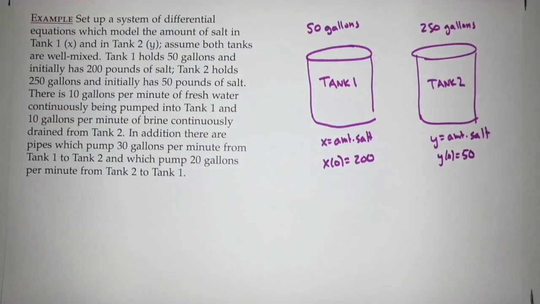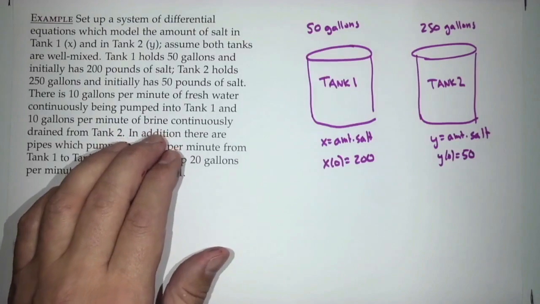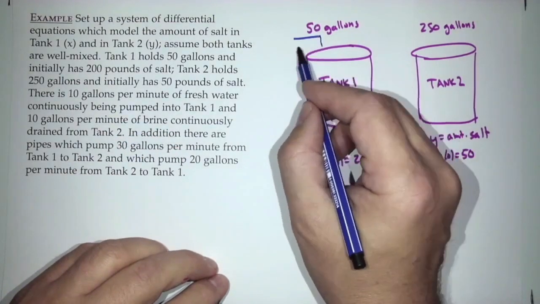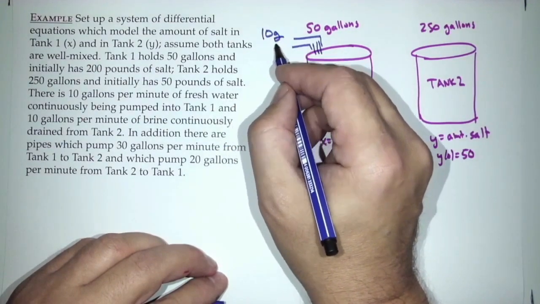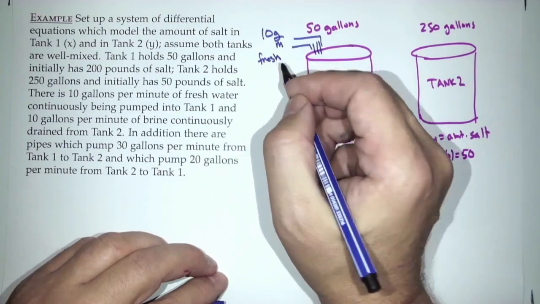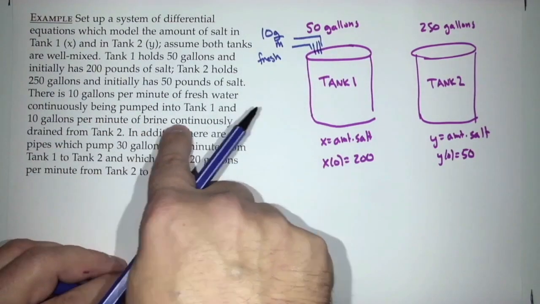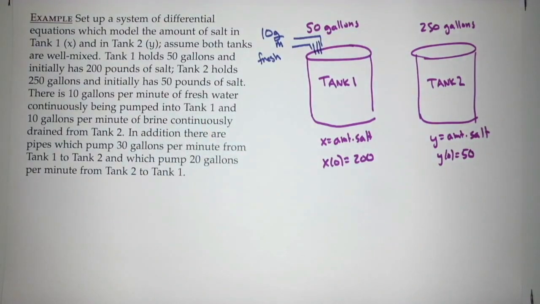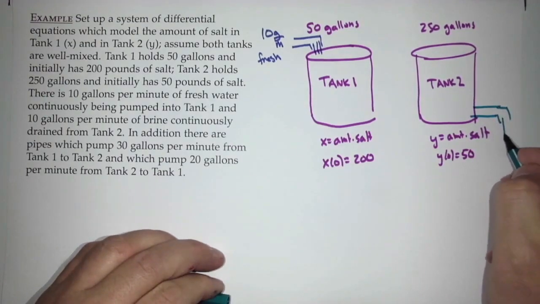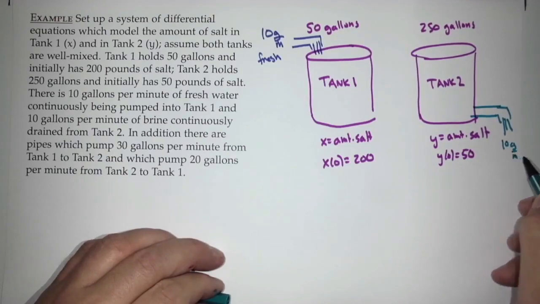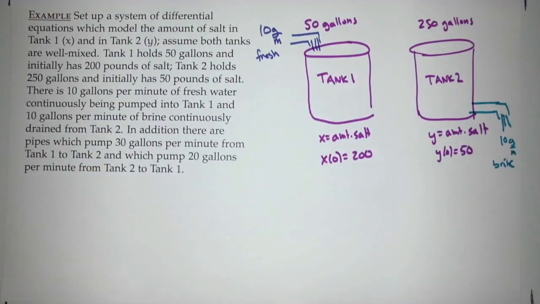All right. Now, there is 10 gallons per minute of fresh water continuously being pumped into tank 1. So we put something here, and here we got our water. This is 10 gallons per minute, fresh. All right, great. And 10 gallons per minute of brine continuously drained from tank 2. Now it's brine, so it's not going to be pure, clean water. Brine means there's some salt mixed in here. But again, 10 gallons per minute of our brine solution. Okay, good. We're almost there. There's one sentence to go. Hanging in there?